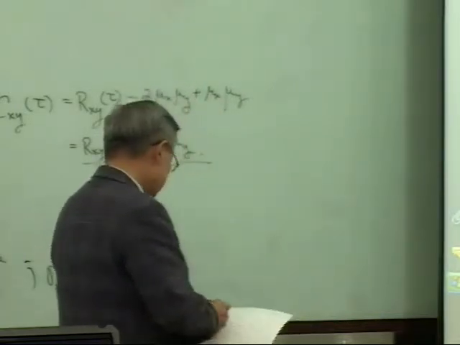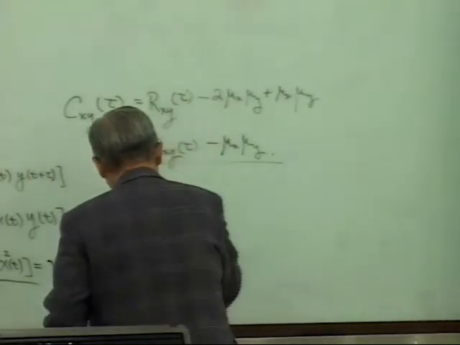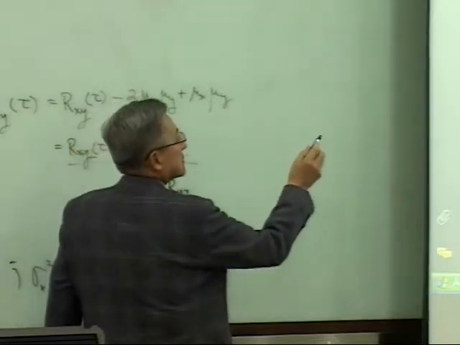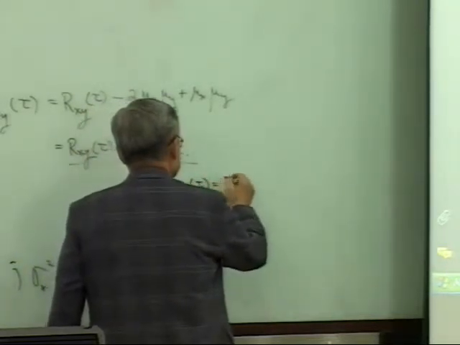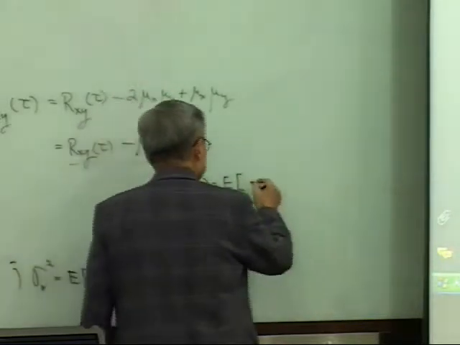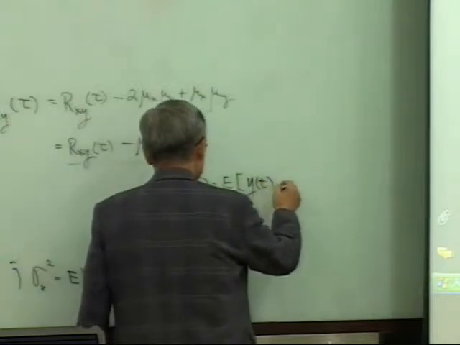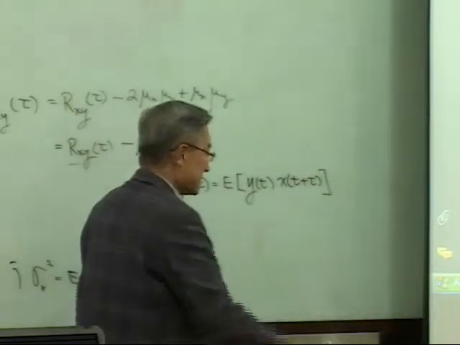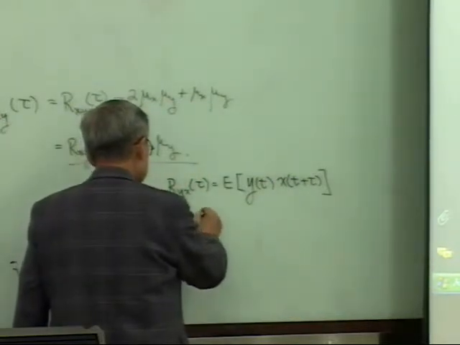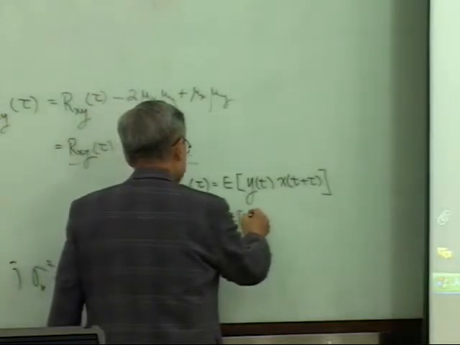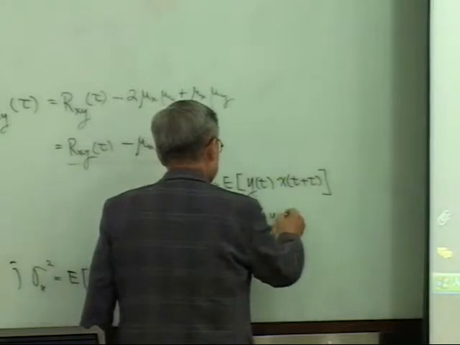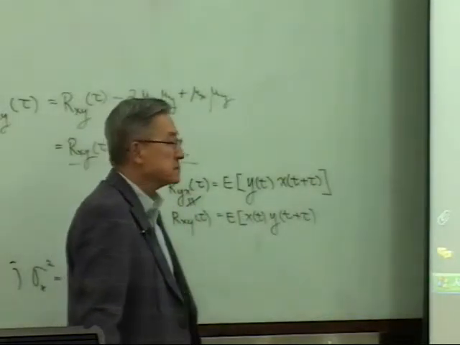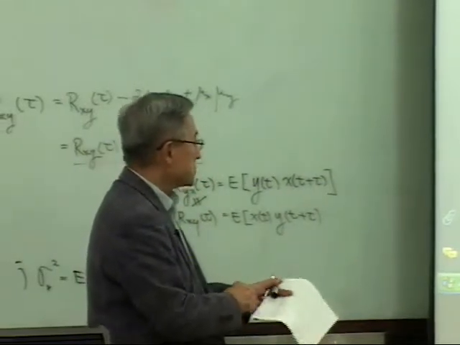And Ryx, if you write it, how can you say? Ryx(tau), if I write this guy, what can you say? Which is E of y(t) and x(t plus tau), something like this, which is not the same as E of x(t) y(t plus tau), which is not the same. And anybody can visualize this guy?